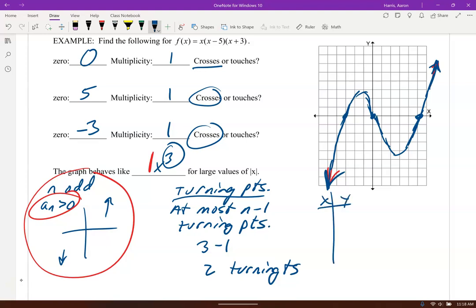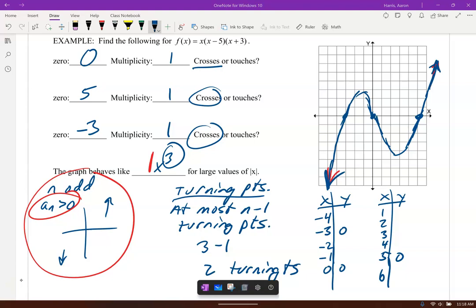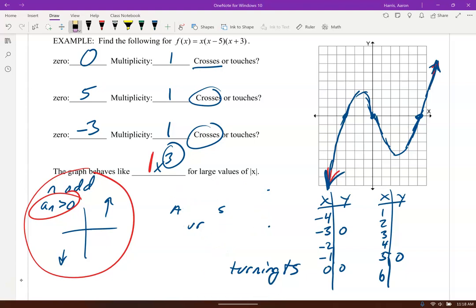So I could throw in something to the left of negative 3, like negative 4. I already know negative 3 hits 0. And then I'd throw in like negative 2, negative 1. 0 already hits 0. I'd also throw in like 1, 2, 3, 4. We already know 5, it hits 0, and maybe 6. Right, so I'd throw a bunch of points in and kind of see where those values are, and then I could make my graph a little more accurate, right?